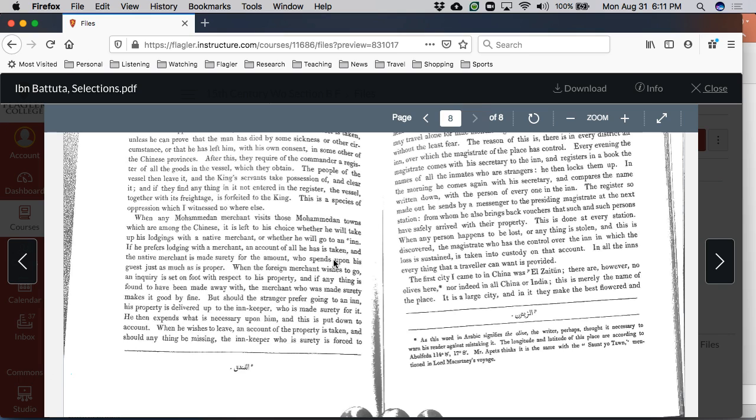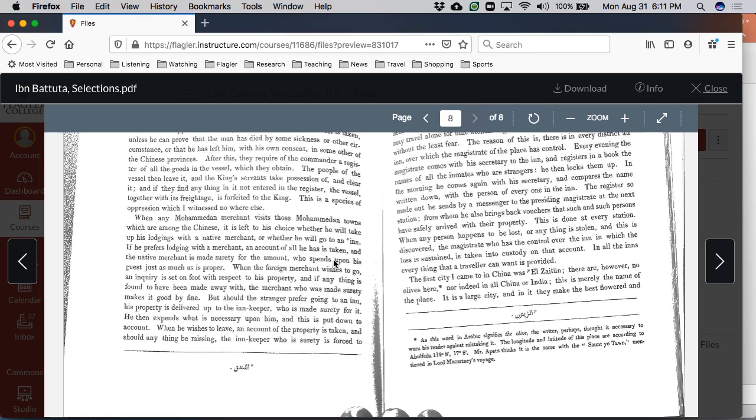So when any Muslim merchant, it should say, visits those Mohammedan towns which are among the Chinese, it is left to his choice whether he will take up his lodgings with a native merchant or whether he will go to an inn. If he prefers lodging with a merchant, an account is taken of all he has, and the native merchant is made surety for the amount, who spends upon his guest just as much as is proper. When the foreign merchant wishes to go, an inquiry is set on foot with respect to his property, and if anything is found to have been made away with, the merchant who was made surety makes it good by fine.